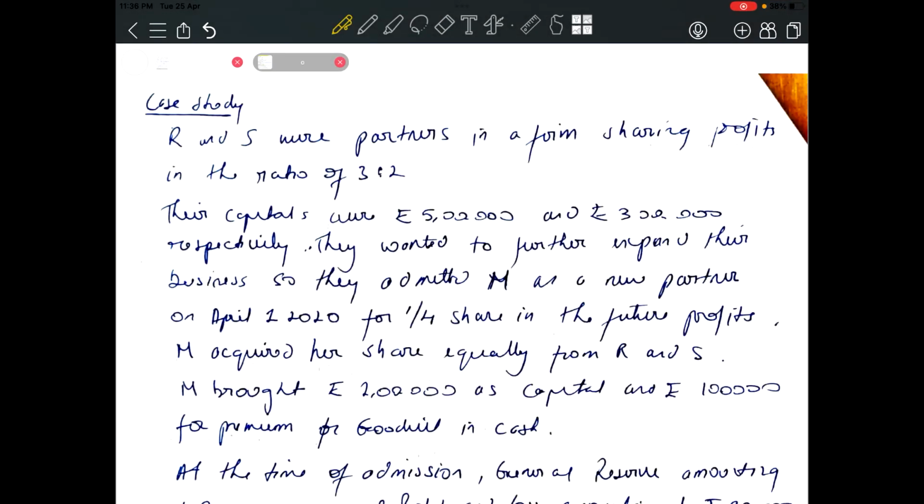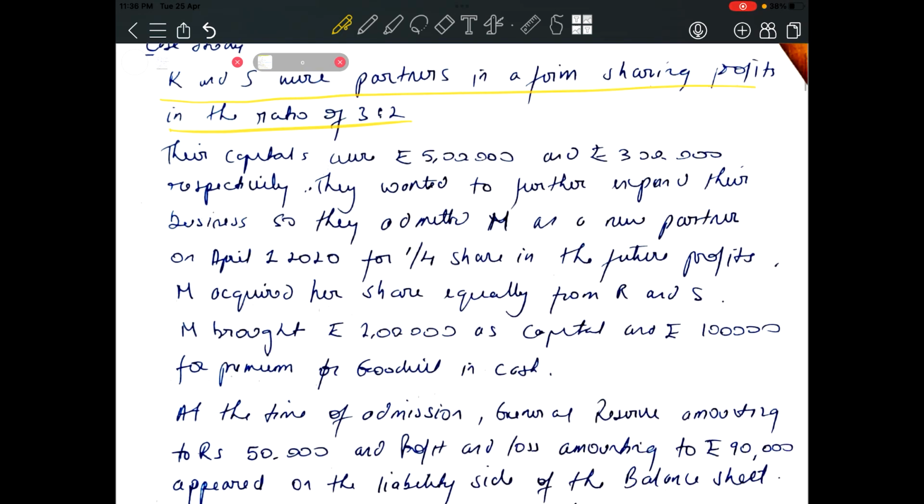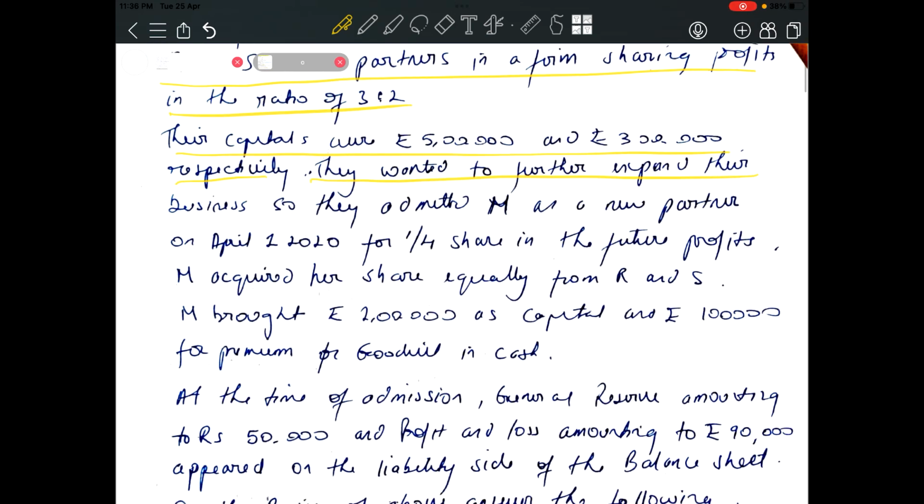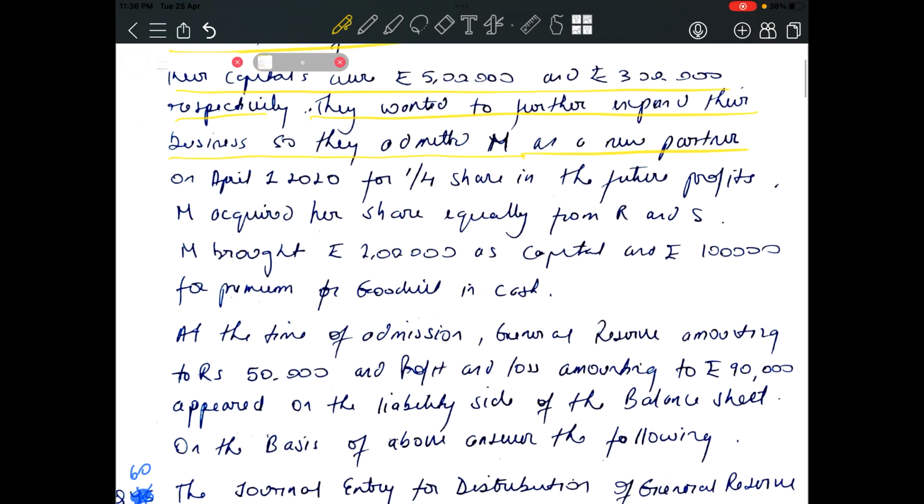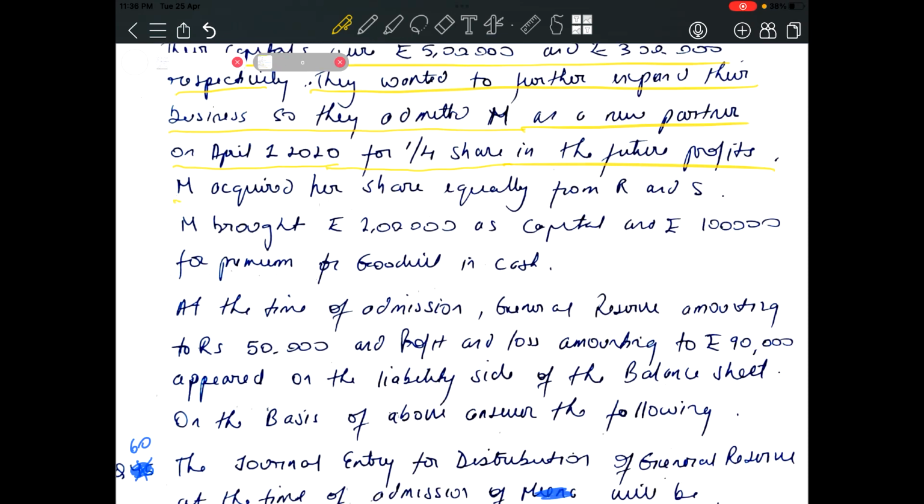Okay, so now let's see question one case study. R and S were partners in a firm, sharing profits in the ratio of 3:2. Their capitals were 5 lakhs and 3 lakhs respectively. They wanted to expand their business, so they admitted M as a new partner on 1st April 2020 for 1/4 share in the future profits. M acquired her share equally from R and S.